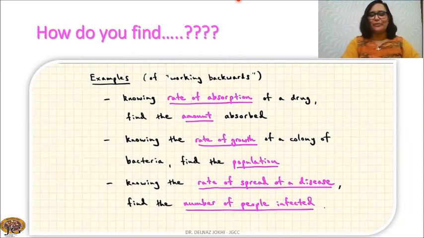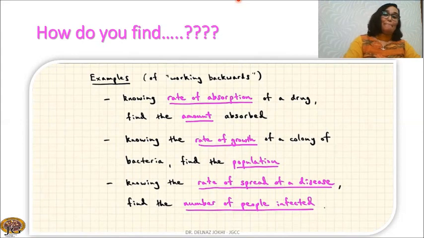Let me give you a more simple example. Let's take the population of some bacteria, or let's take some population of our country, India itself. Let's say, suppose you know the rate of growth of the population. You have the rate of growth, and with the help of the rate, now you have to do the reverse work. You want to find out the population of India.